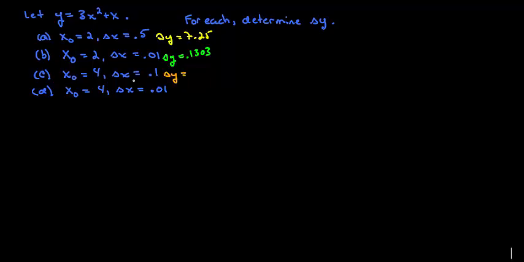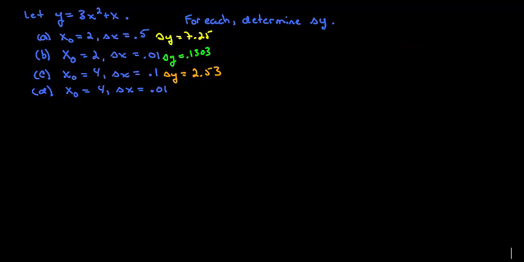So what's the change in y here? Well, we started at 4 and we plugged 4 in. We get 52 out. And so our change in our x is 0.1. So now we'll plug in 4.1 and we get 54.53. And so our change in our y is 2.53.